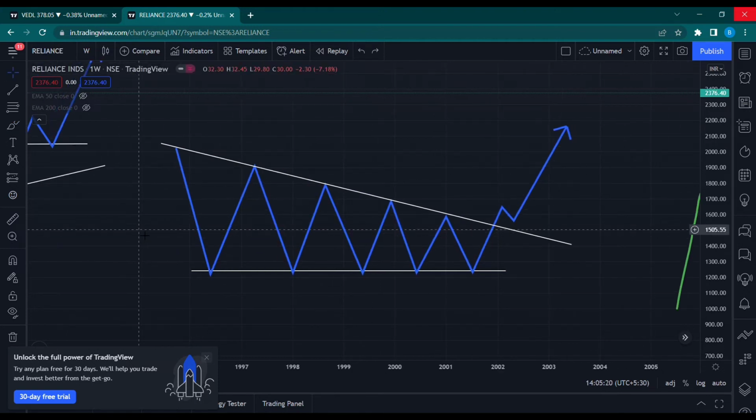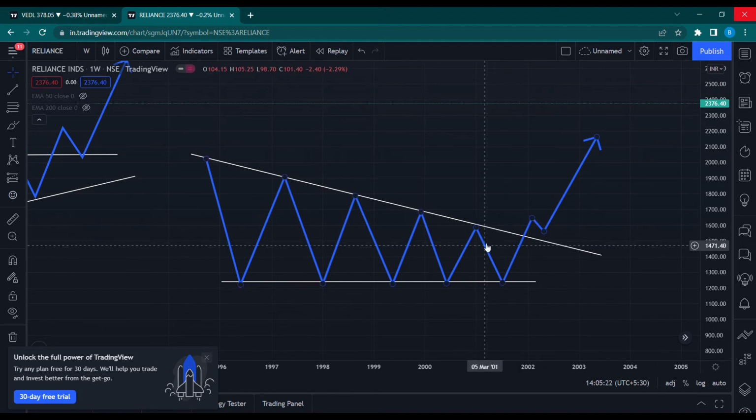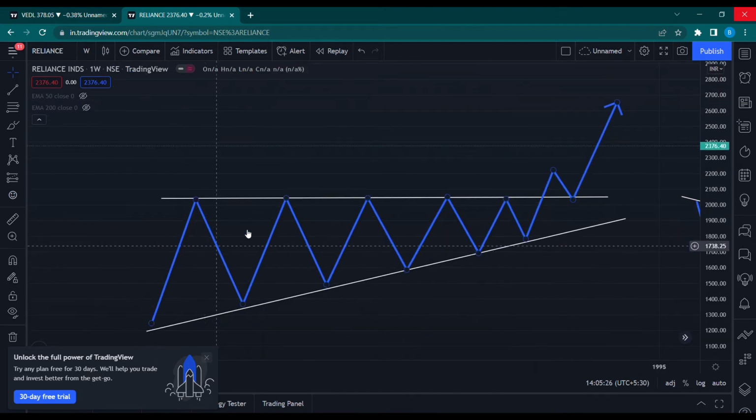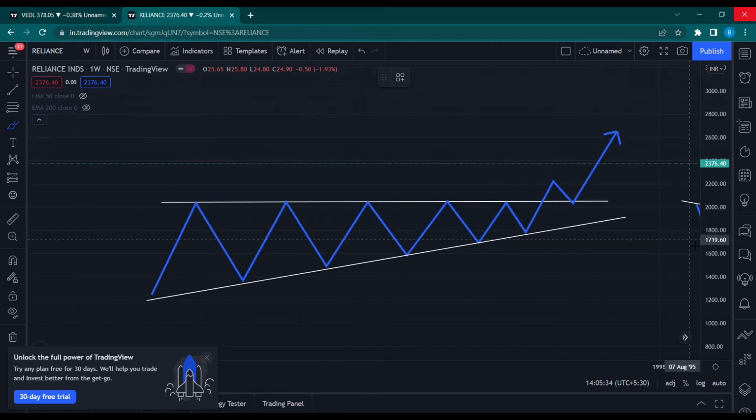If this kind of pattern forms, usually we get a good move on either side, right? This is again a really good pattern. This is called the ascending triangle. In this case, you have prices forming higher lows and the same high each time. So usually on the upside, if this resistance gets broken, we get a good move on the upside, right?